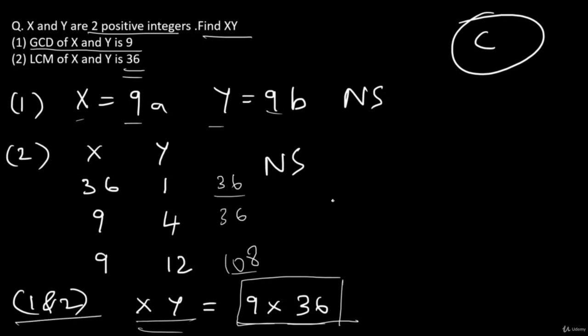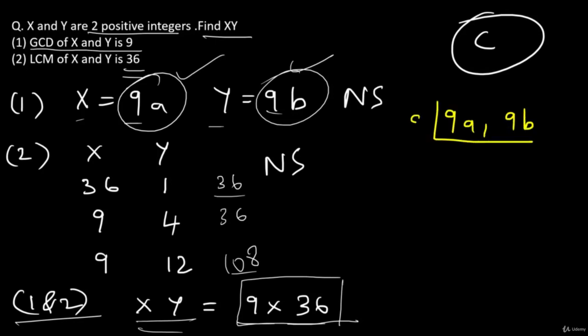Alright, now let's also see in this video why the product of two numbers is equal to the product of the HCF and LCM of these two numbers. For example, over here, I know that one number is 9a and the other number is 9b, because the HCF or the GCD is equal to 9. Now, let's try to find out the LCM of these two numbers. So, I have 9a and 9b. I take out 9 and I'm left with a and b.